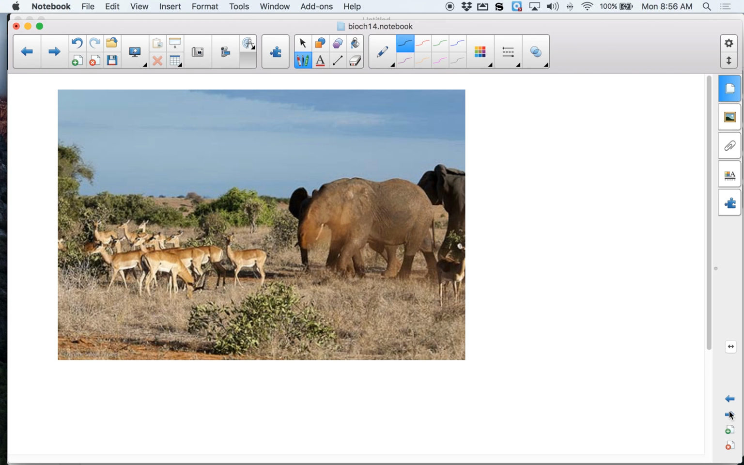Okay, so here we see a community of organisms living in the African savanna. We've got the plants that grow there, the animals that eat the plants. We've got two different organisms that eat the plants, elephants and the antelope. And then, I don't know, probably there's a lion back there somewhere, so the predator too. So all those organisms interacting together consist of the community.